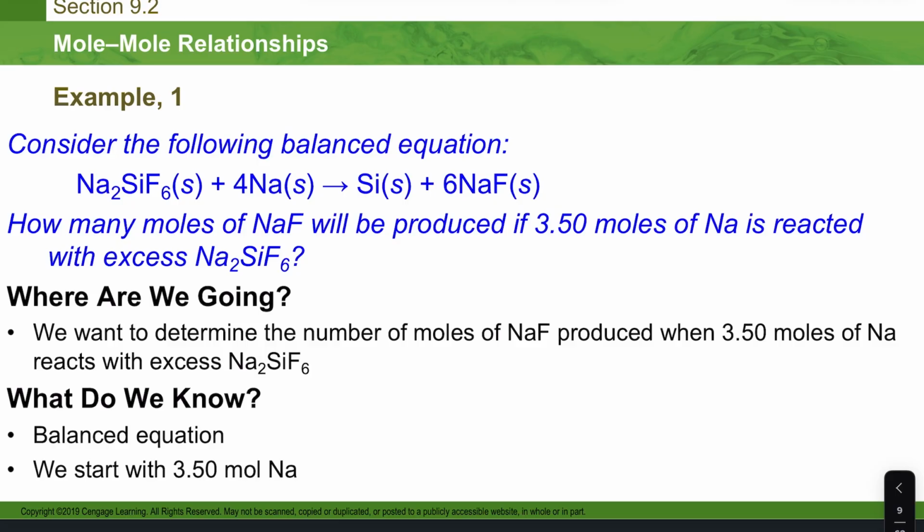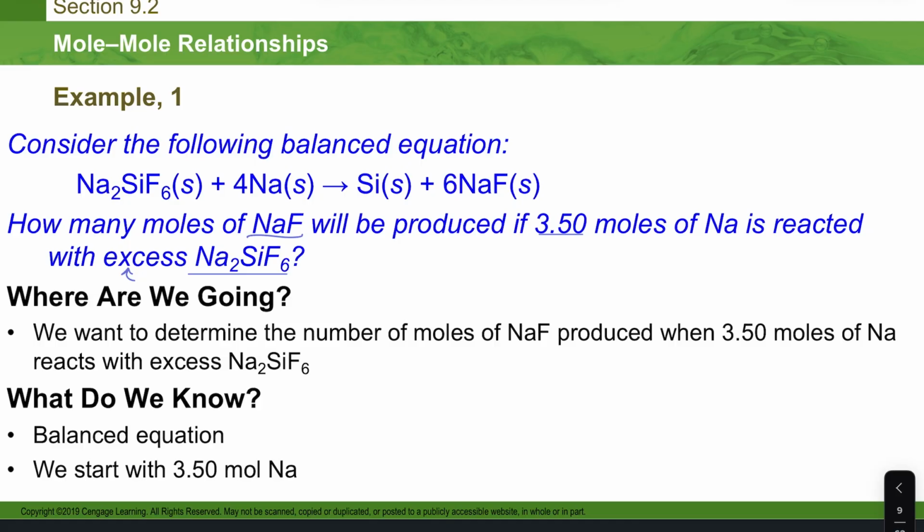All right, so for this equation right here, we have Na2SiF6. We have 4 Na going to Si and 6 NaF. We want to know how many moles of NaF will be produced if 3.5 moles of Na is reacted with excess Na2SiF6. Now this excess business we'll get into later, why that's important. But for now, let's just take a look at what we're doing.